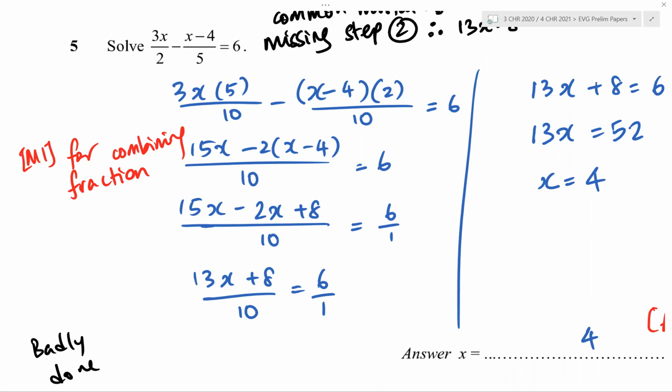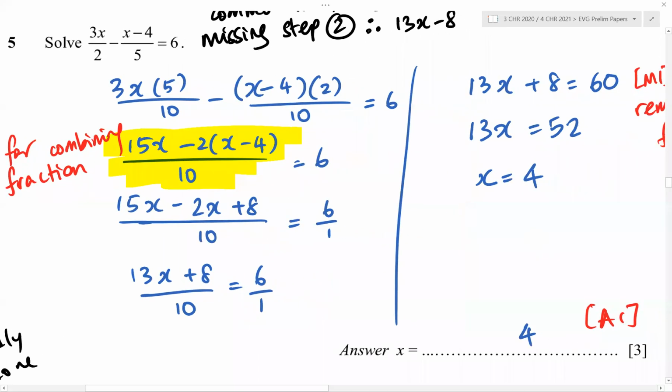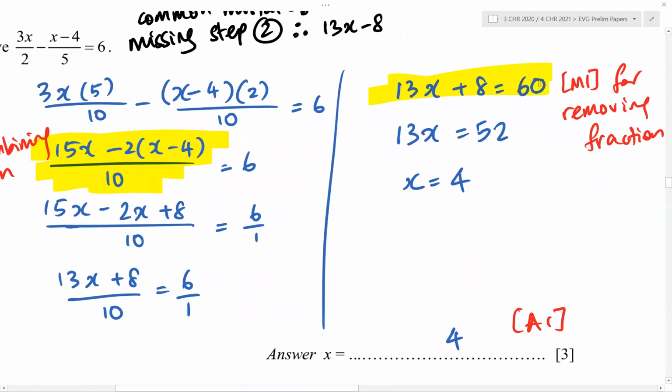So 1 mark is for combining. I don't need to expand yet. Just combine. And that's 1 mark. Once you get rid of the fraction, that's another 1 mark.